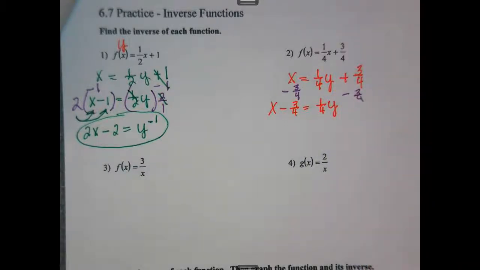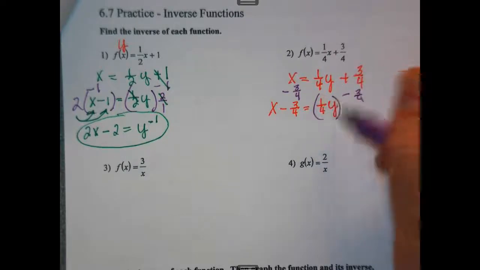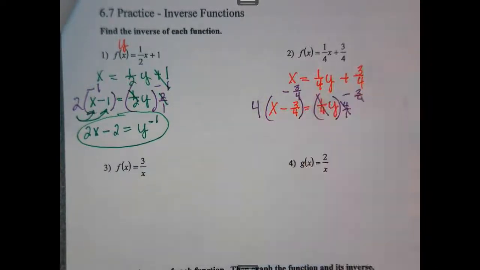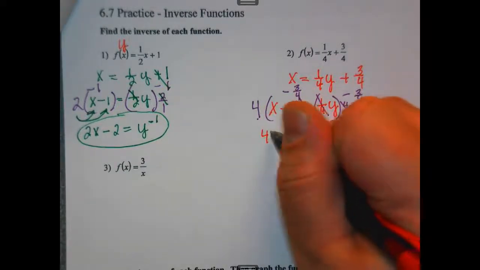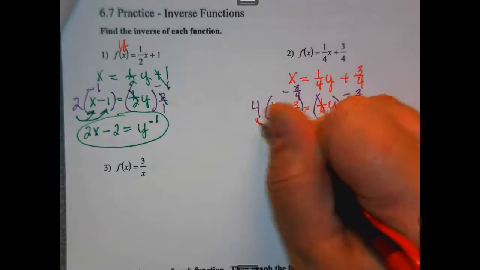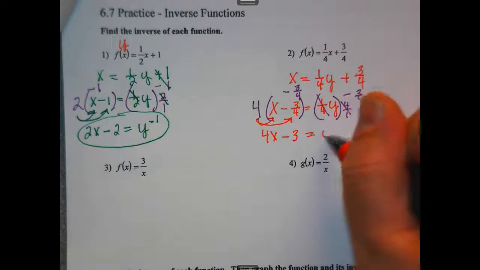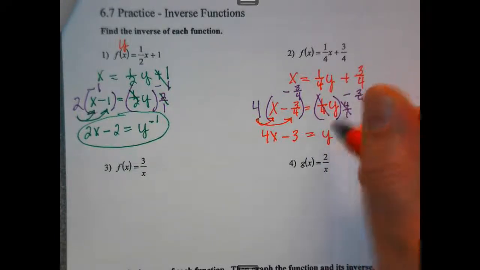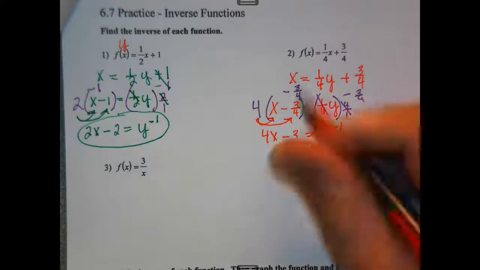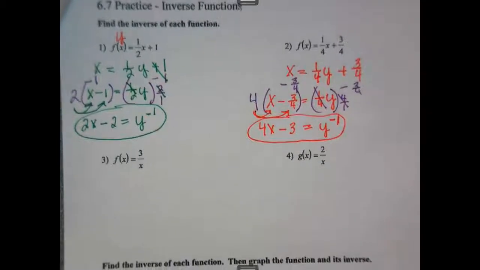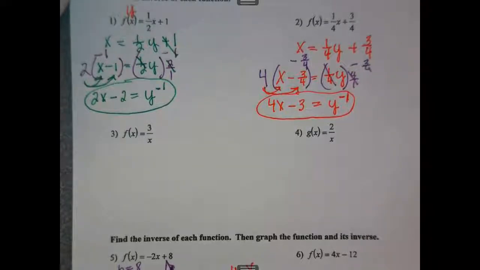What's the easiest way to get rid of a fractional coefficient? In this case, it's 4, or 4 over 1. 4 times x. 4 times -3/4 is -3. And these cancel the 1. 1 times y is y. This is the inverse function, so put a minus 1 there.